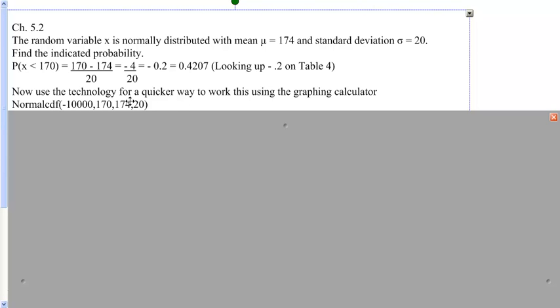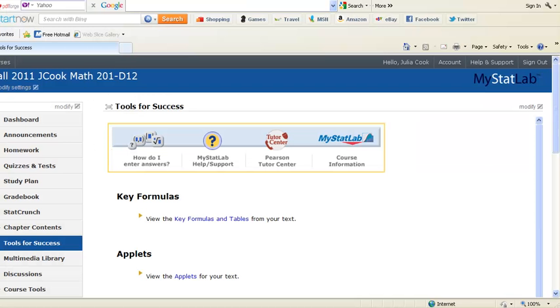Now what I'd like to do is show you how you would do this using the technology. There's a quicker way, and if you have the graphing calculator, that's what you're going to want to do. I'm going to show you where this is, then tell you why you put a negative 10,000 here. So let's go to my StatLab.